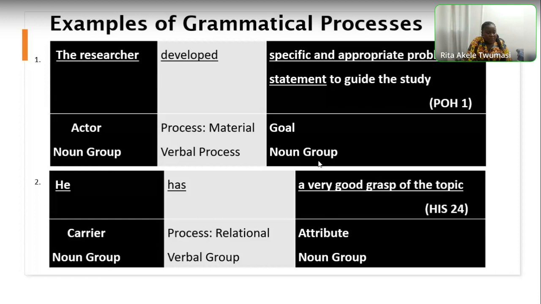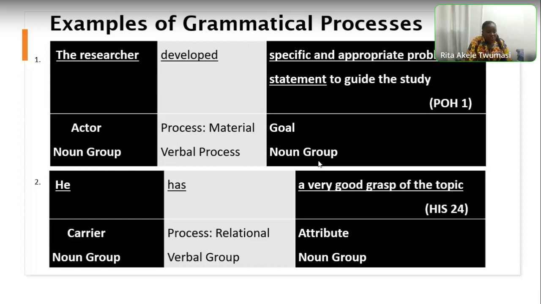The analysis and discussion revealed that all these participant roles of the material process were present in the data, though in varied forms and to different extents. In extract 1, we have: the researcher develops specific and appropriate problem statement to guide the study.